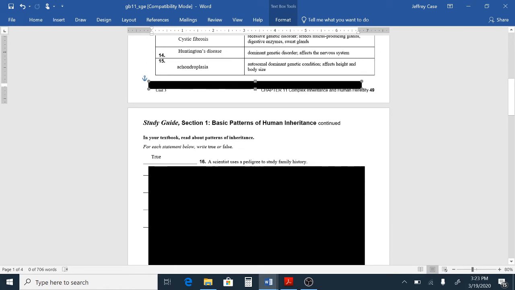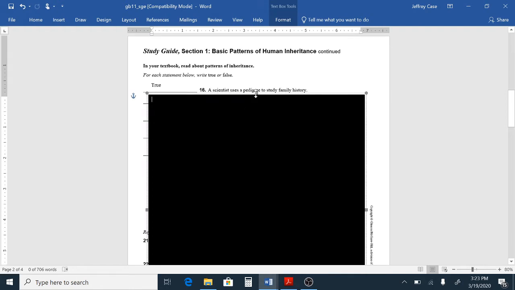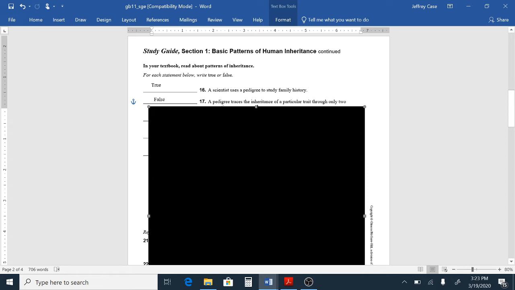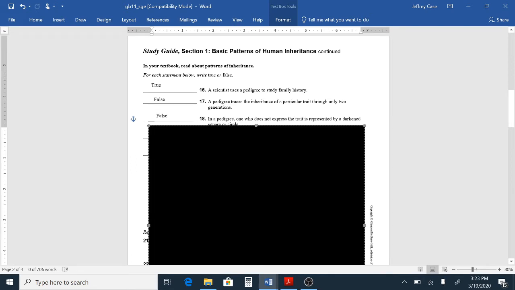All right, a little continuation of section 1. True, false. A scientist uses a pedigree to study family history. That is, in fact, true. A pedigree traces the inheritance of a particular trait through only 2 generations. That's false. It can be many, many generations, depending on how much data the scientist or geneticist has. In a pedigree, one who does not express the trait is represented by a darkened square or circle. That's actually false. They would not be darkened or shaded in or colored in.